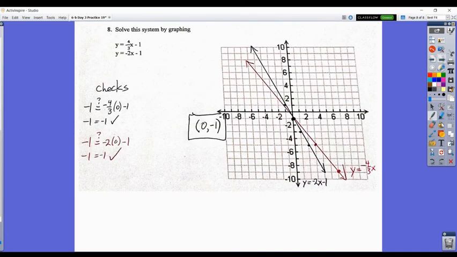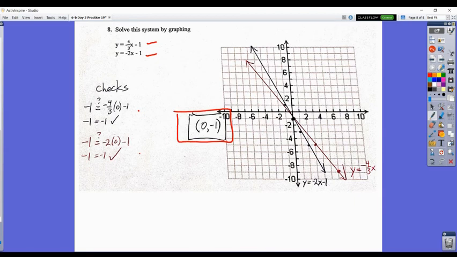And the last one, these two lines intersect. They intersect at the y-intercept here, which is 0, negative 1. They both have the same y-intercept, but their slopes are different, so they are going to be intersecting lines. They intersect right there at the y-intercept, 0, negative 1. That's your solution. And you check that by plugging in 0 for x and negative 1 for y in both of the original equations. And that's the homework assignment.